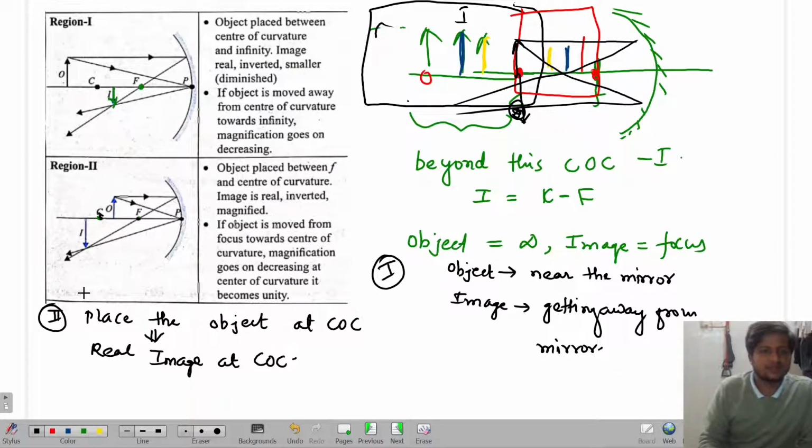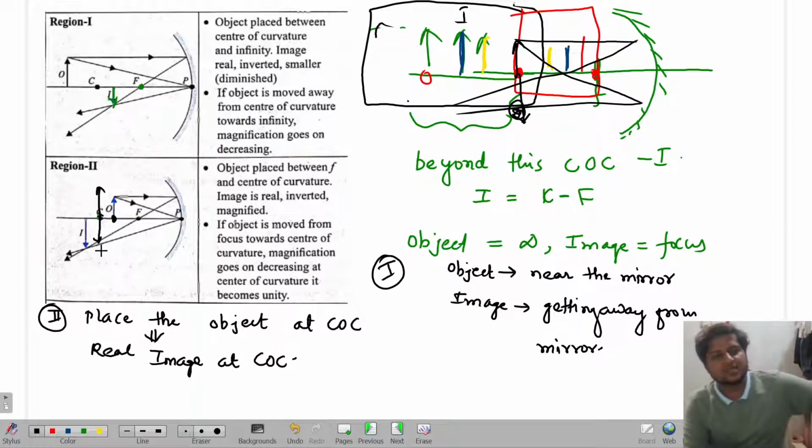Okay. So in the second reason also, if you are placing at the center of curvature, you will get the image over here on the center of curvature. But if you deflect it a little bit towards the right side, if you move the object from the center of curvature to this particular point between the focus and center of curvature, the image will be formed beyond the center of curvature. Where is the image going to form? Beyond the center of curvature. So what you observe in reason 1 and reason 2: if I am making the object nearer to the center of curvature, or nearer to the focus, the image is going away from it.